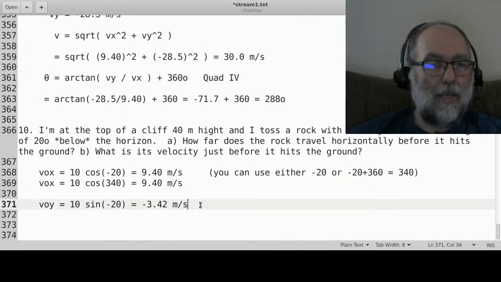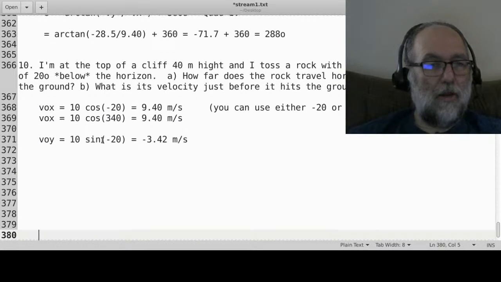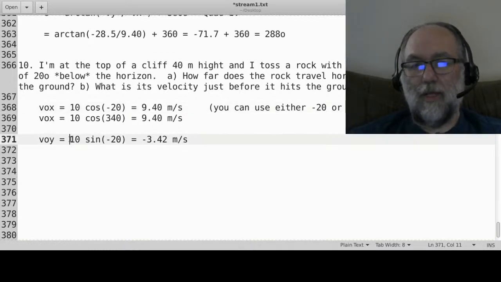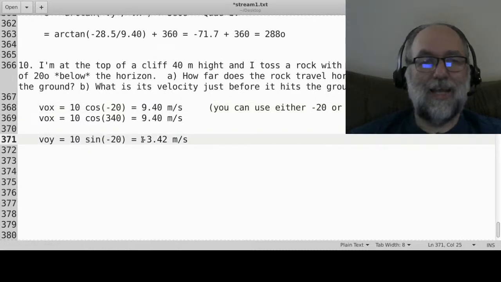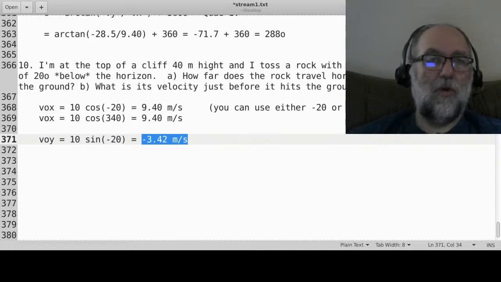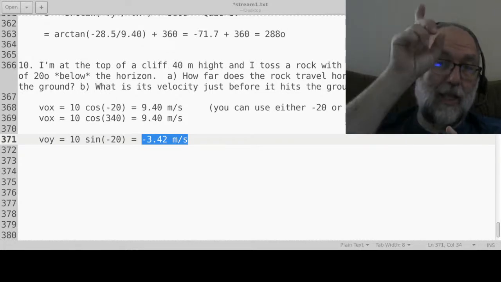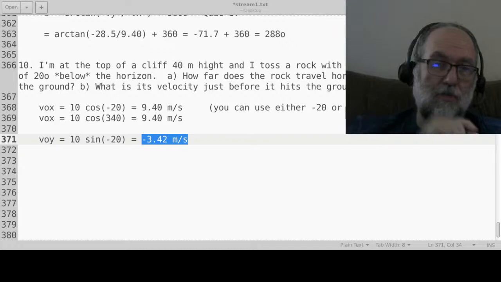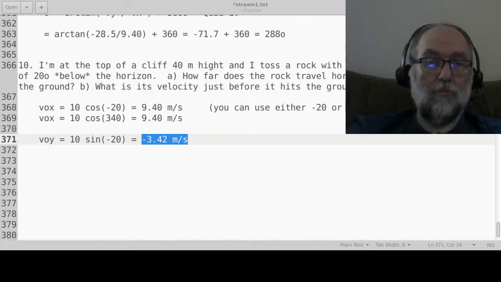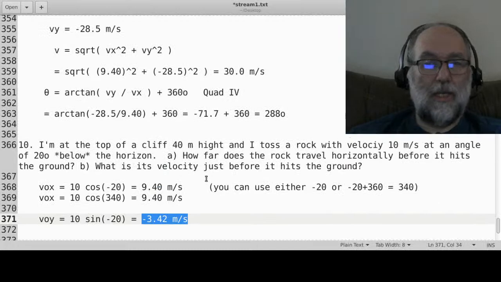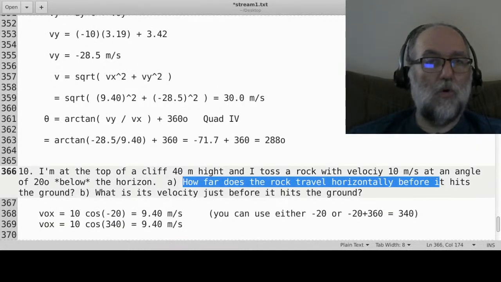Now, for v naught y, you might wonder, well, what will happen there? Well, if I put negative 20 in there, the x component didn't change, but the y component does. So 10 sine of negative 20 is actually negative 3.42. Okay, negative 3.42. Above we had positive 3.42 because it was slightly going upwards when I first threw it. Here it's got a slight downwards motion when I first throw it, and so it's going to be negative 3.42 meters per second.